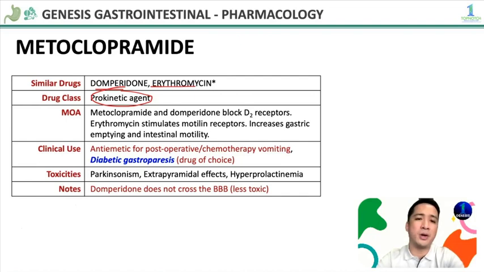Erythromycin will bind to the motilin receptors. Domperidone is a prokinetic agent. Erythromycin stimulates motilin receptors, increasing gastric emptying and intestinal motility. The drug of choice for diabetic gastroparesis. So toxicities include metoclopramide. With metoclopramide, we have Parkinsonism because of the D2 antagonism, extrapyramidal effects, and hyperprolactinemia. All right, that's for metoclopramide.